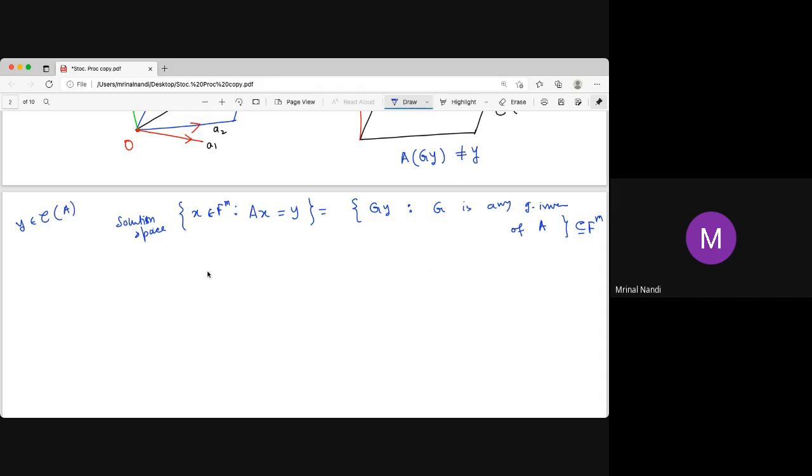Now what happens if y is not in the column space of A? If y is in the column space of A, then gy is the solution of this, and Ax equal to y can be written as this. But if y does not belong to the column space of A, then these two are not equal, because this is a phi set. This is phi. But this collection, gy where g is a g inverse of A, is not phi.